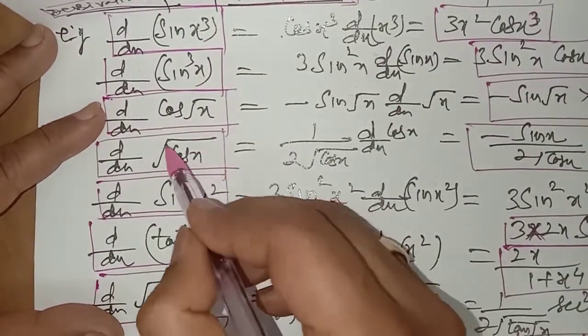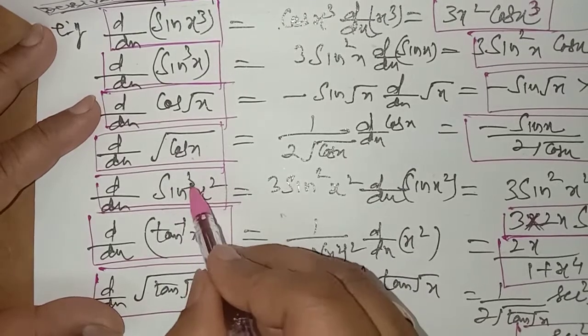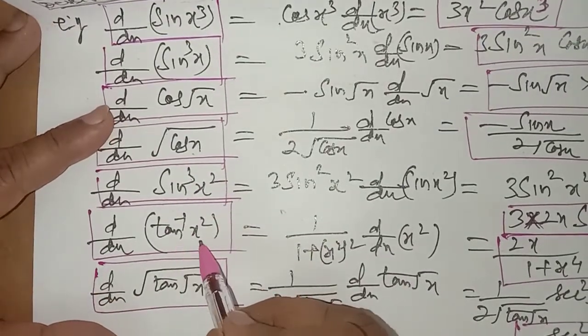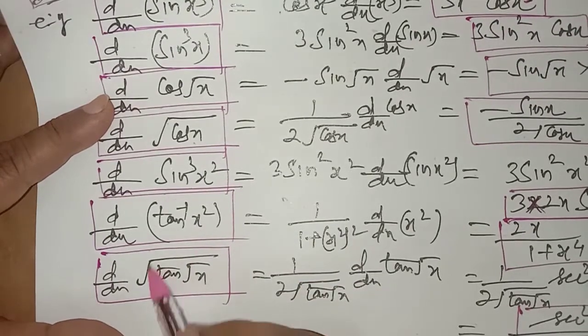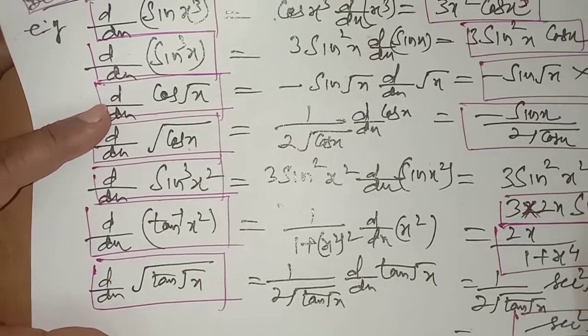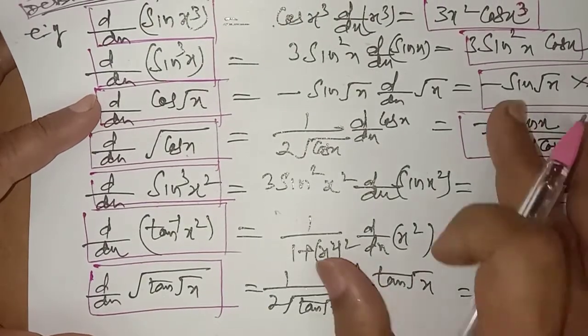Root cos x and root x. We have three functions here: power, sin x and angle. We have two functions here, tan inverse x square. And we have three functions here: root, tan and angle. So this is the composite function. How do we have to differentiate it? Listen very carefully.